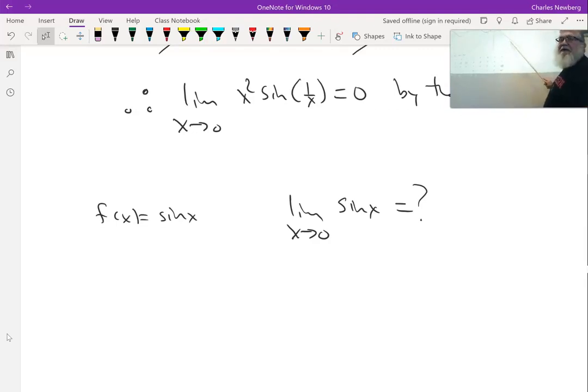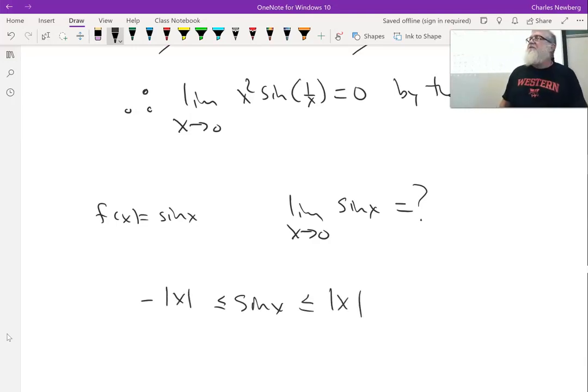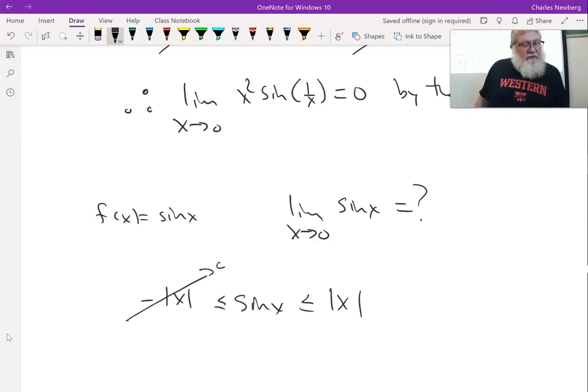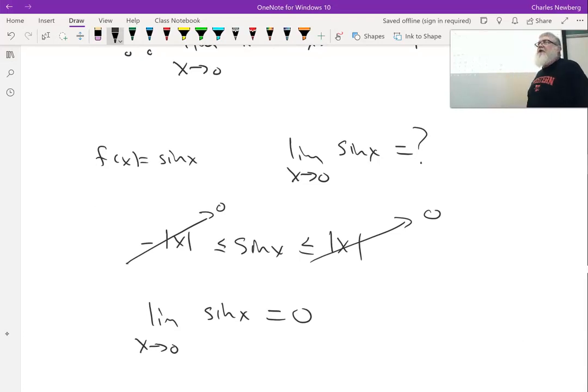Are those two functions bounding sine x? And where do the absolute values of x go to? They go to 0, right? And then where does the sine x have to go to? 0 as well. So if we look, sine x is always going to be between minus the absolute value of x and the absolute value of x. Well, if you put in 0, this goes to 0, this goes to 0. So where does the limit as x approaches 0 of sine x go to? It also goes to 0. All right, so we can squeeze some of these in.